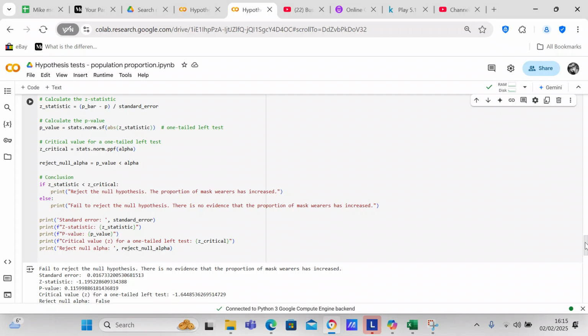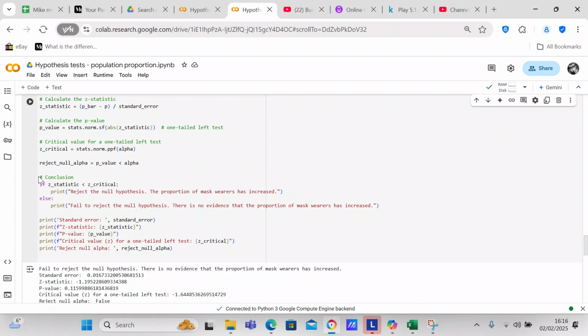So in order to reject the null, the p-value must be less than alpha. So reject null alpha is false, because the p-value is not less than alpha.